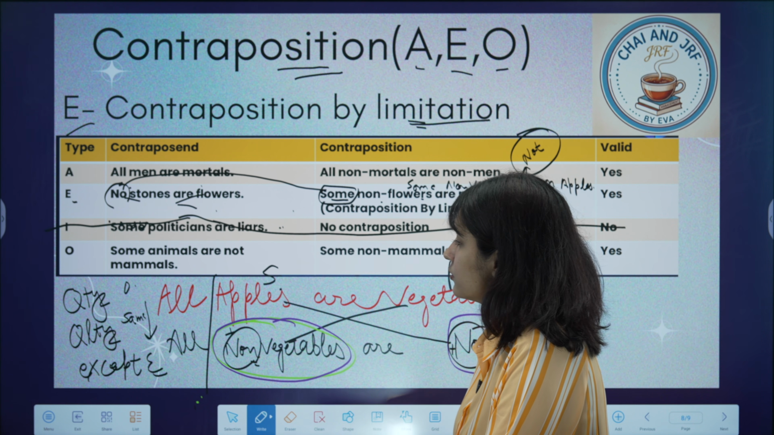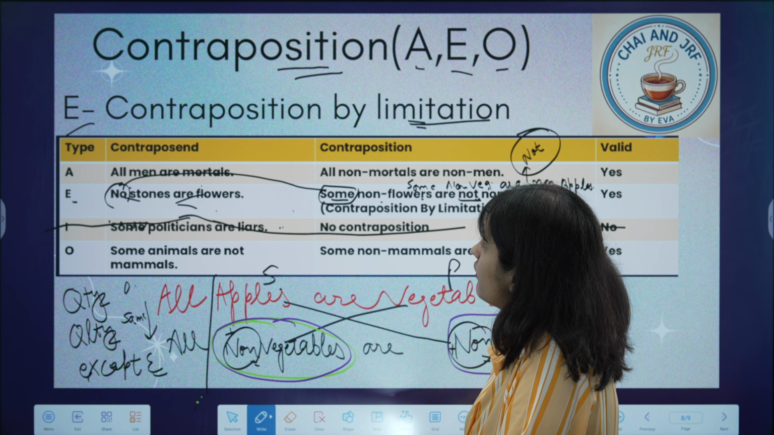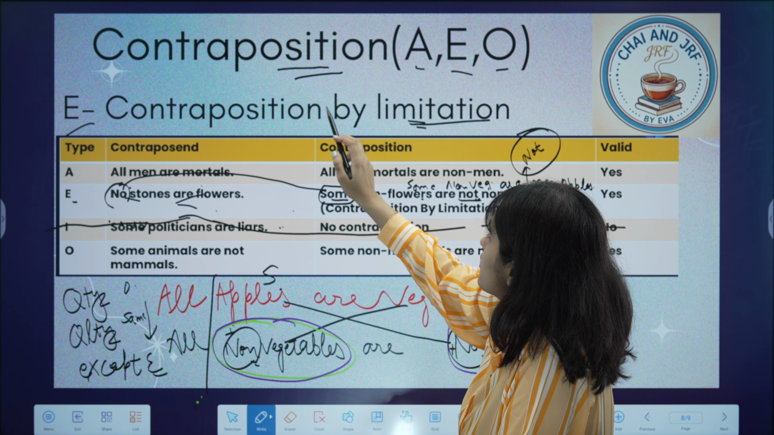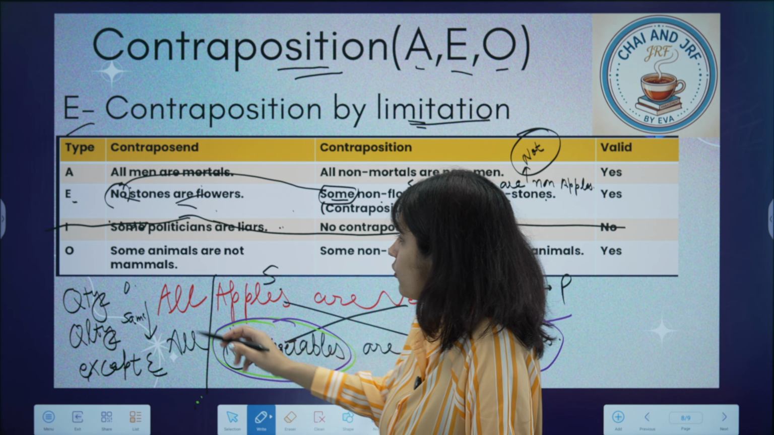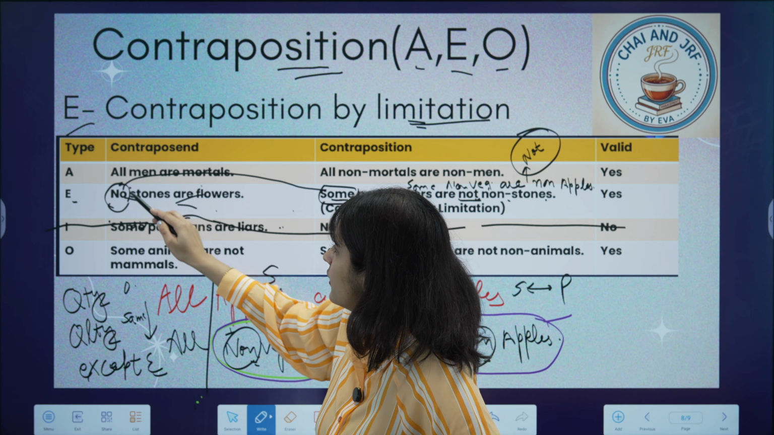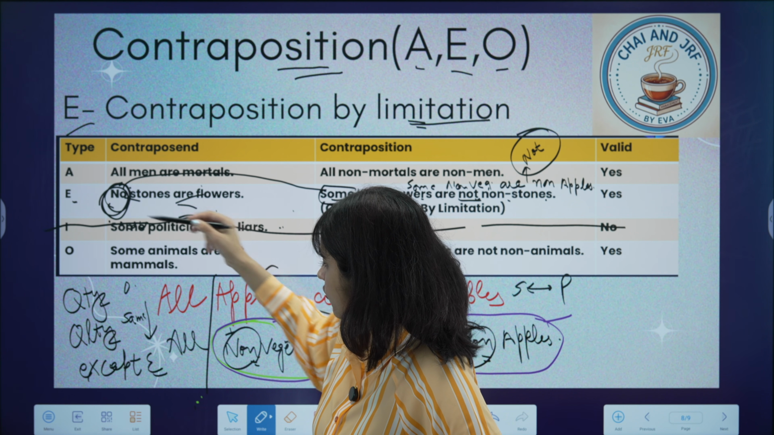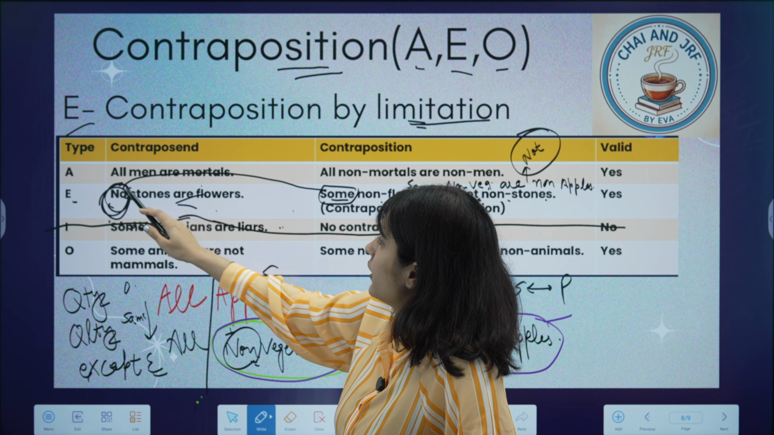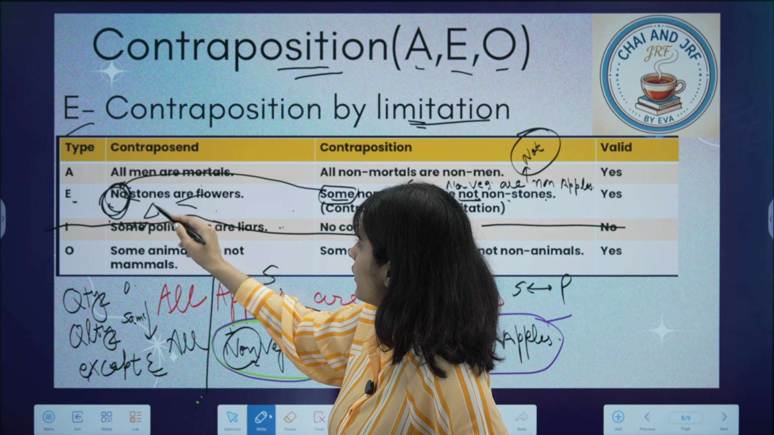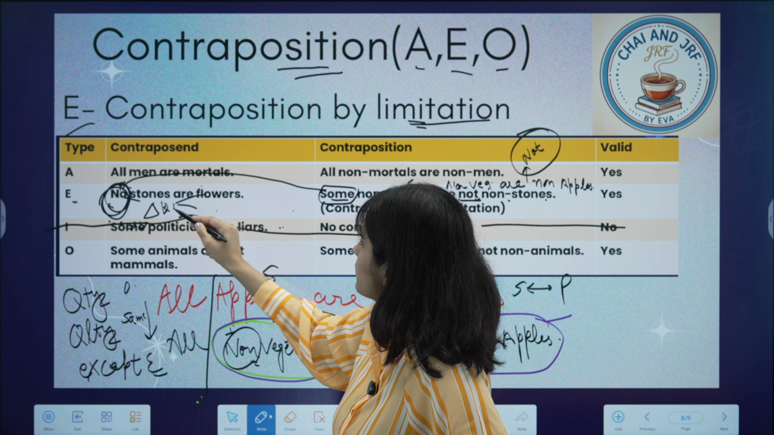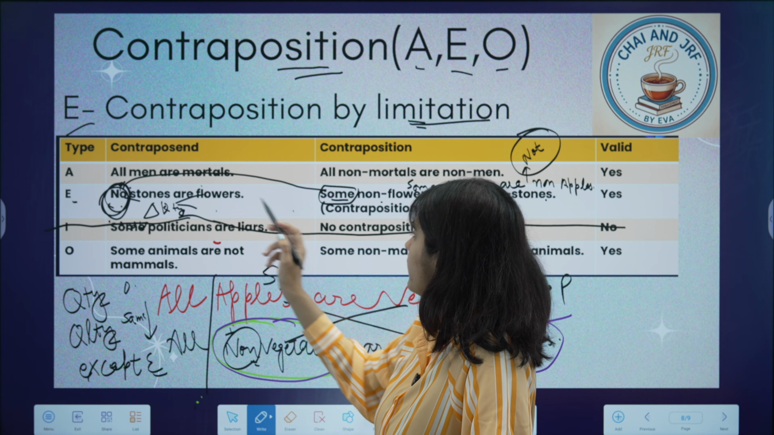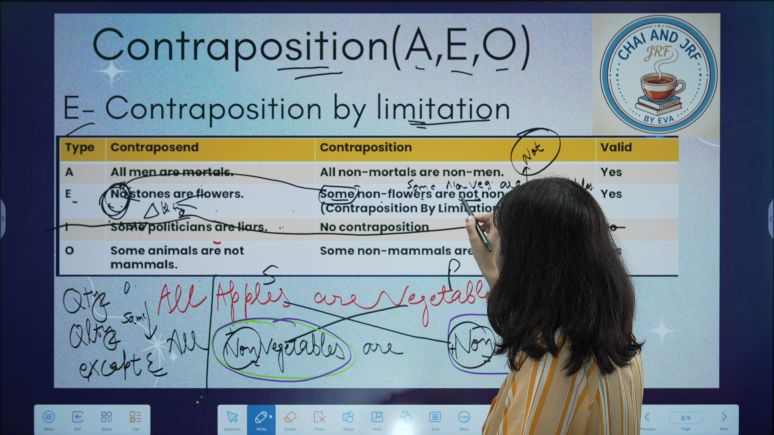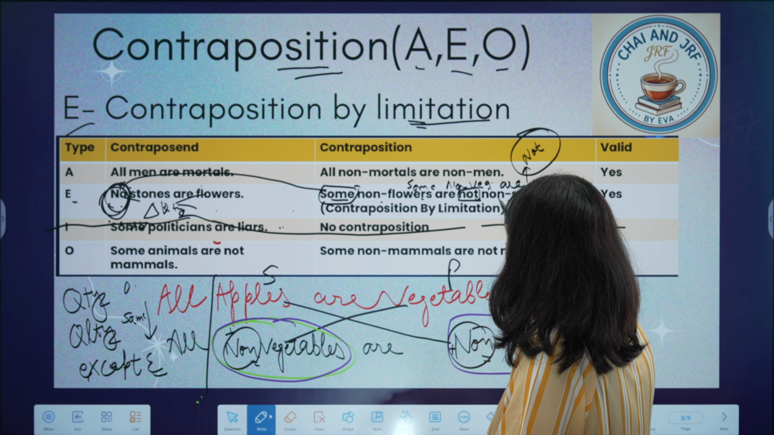So always remember, for the case of contraposition by limitation for E, we are going to change our quantity. So we will be changing our quantity. From no, we will go to some, and we will add a not in front of the predicate.